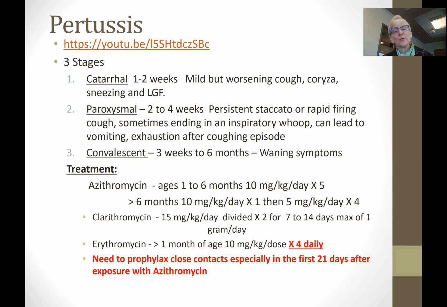Now, the treatment for pertussis is pretty simple. It's azithromycin. For ages 1 to 6 months, they're going to do 10 mg per kg per day for 5 days. If they're over 6 months, they're going to do 10 mg per kg per day on day 1, and then 5 mg per kg per day on days 2 through 4, which, as I tell parents, is basically a Z-Pack for kids based on their weight. So it's liquid azith, based on their weight.